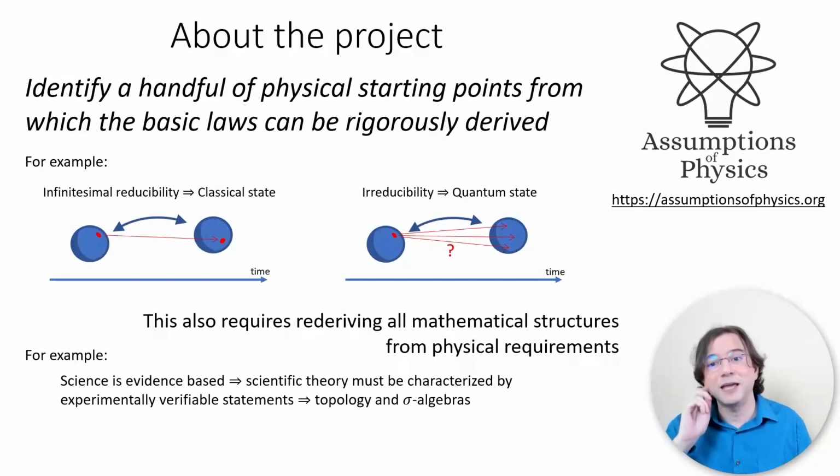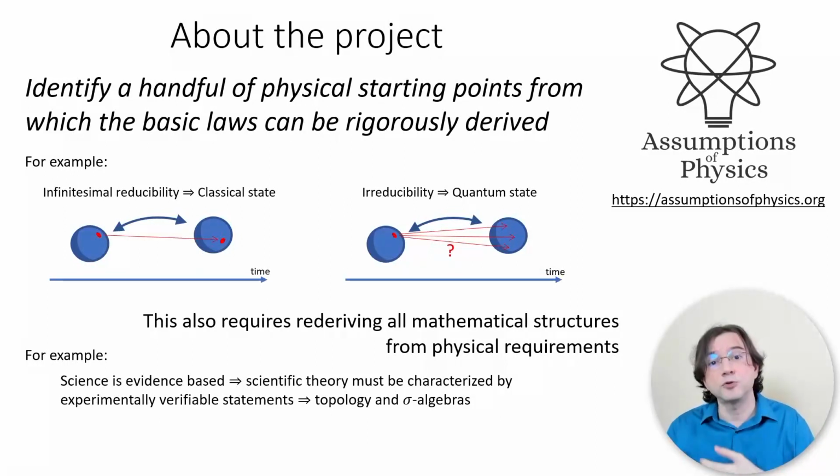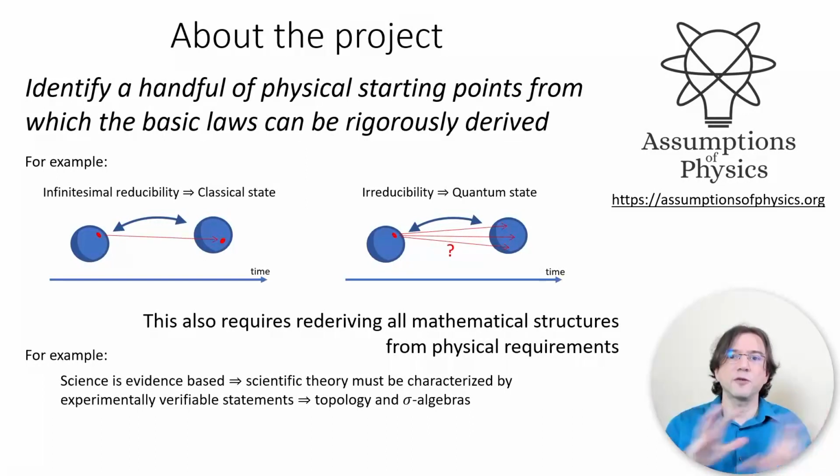For example, we can argue that since science is evidence-based, all theory must be characterized by experimentally verifiable statements that have a test, and if the test succeeds in finite time, then the statement is true, and vice versa. Under this assumption, with a little bit of construction, you study the logic of these verifiable statements, and you are able to recover topologies and sigma algebras, which are the foundational structures on which we build differential geometry, probability, measure theory, information theory, and everything else. So this is the overall idea and goal of the project.